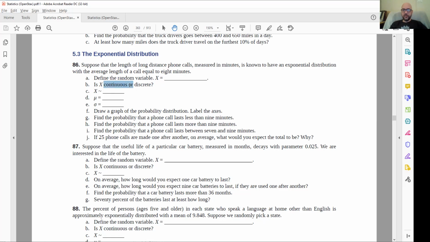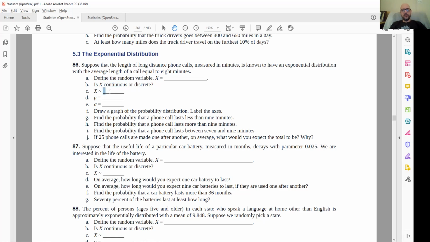X is continuous, and you can tell because time is continuous. Time can be subdivided in infinite amount of times. Maybe that's not the best way to think of it. Time can be anything in a range, right? So a long distance phone call could be 0 minutes all the way up to, theoretically, infinite minutes. There's no theoretical upper limit other than somebody's lifetime or whatever, but don't even worry about that. Just 0 and up, basically. And since it can be anything within a range and not just certain discrete values, it's continuous.